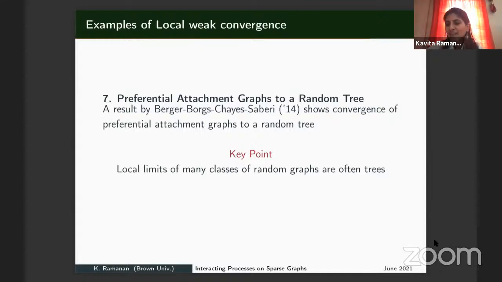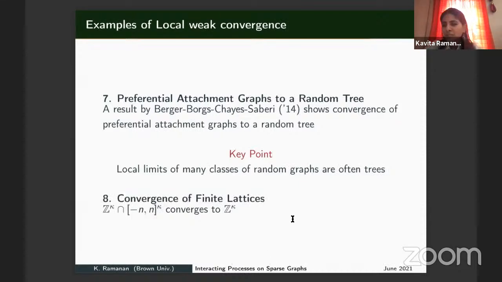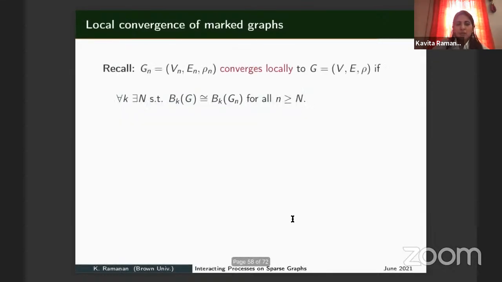May I ask a question? Yes. So are there counterexamples where a random graph doesn't converge to a tree? Yes, of course. First, you can just take a finite lattice. That will not converge to a tree, it will just converge to Z^k. You can also add some random connections to a lattice, and it will not converge to a tree. So it's not like every random graph model will converge to a tree. You can always make sure you have a lot of cycles, and then it won't converge to a tree. But many naturally occurring random graphs do converge to a random tree.